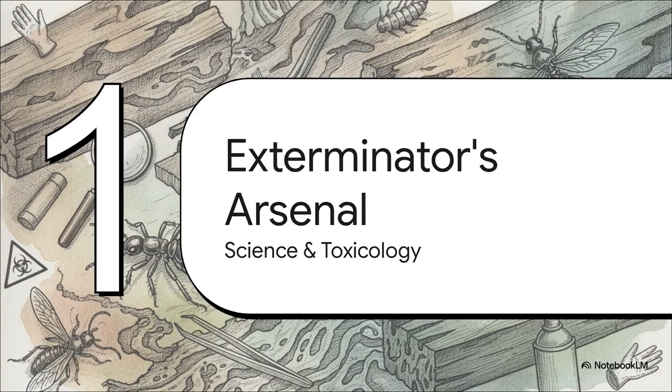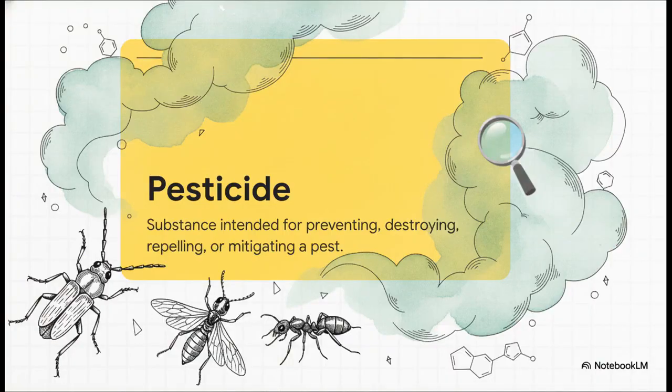Science and Toxicology. All right, so we've learned how to identify the culprits and read the crime scenes. Now we need to transition our investigation from profiling the enemy to neutralizing them. The foundational weapon in this arsenal is the pesticide. The word itself comes from the Latin suffix "cide," which simply means to kill. But legally and scientifically, it's defined as any substance or mixture intended for preventing, destroying, repelling, or mitigating a pest.